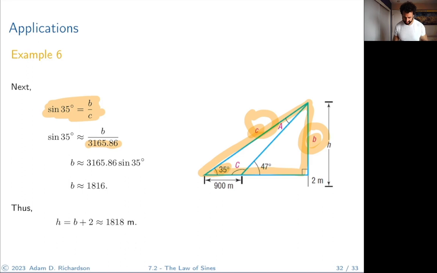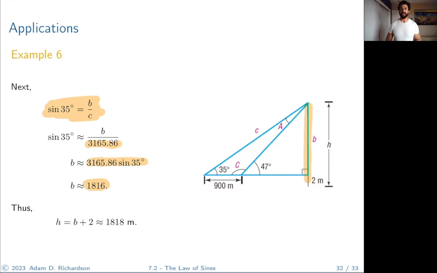We know what C is approximately. C is about 3165.86. So now we can solve for B. B is going to be approximately 3165.86 times sine of 35 degrees. 35 degrees is not one of those standard angles, so we can go to our calculator, have it evaluate sine of 35 and give us an approximation. And so B will be about 1,816 meters. That's what B is, this piece right here.